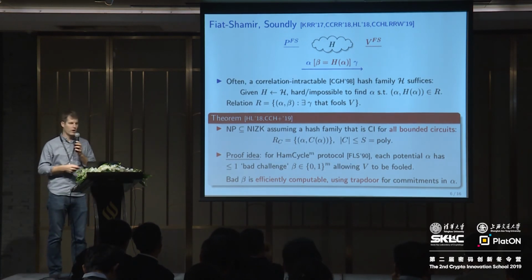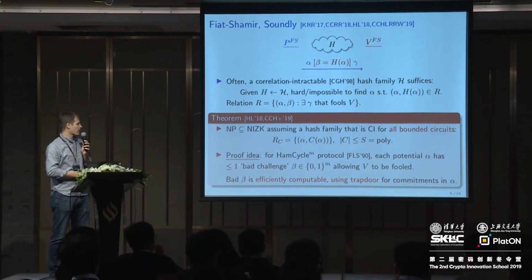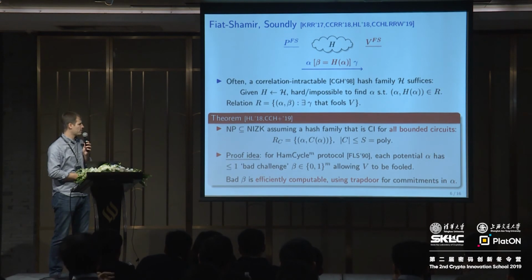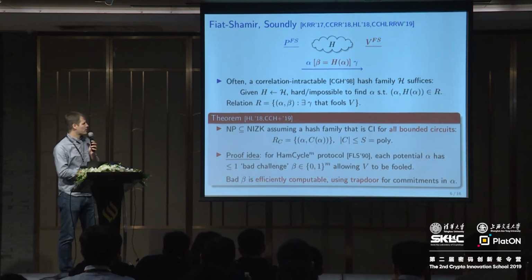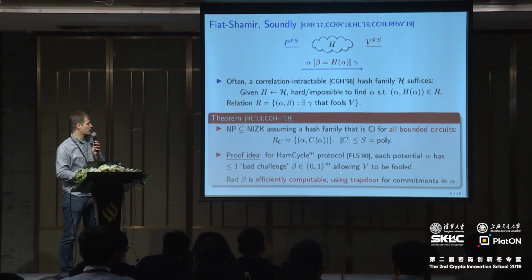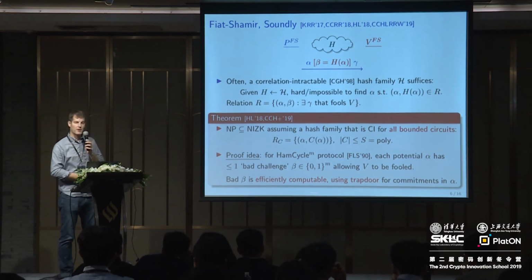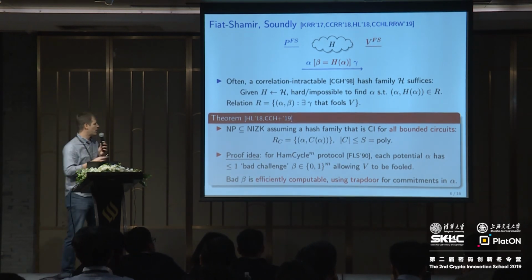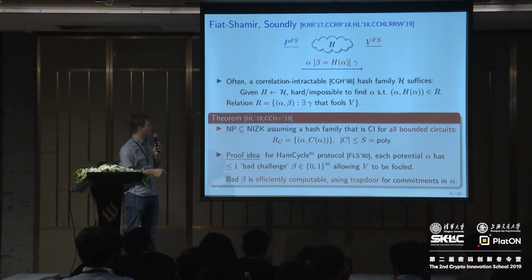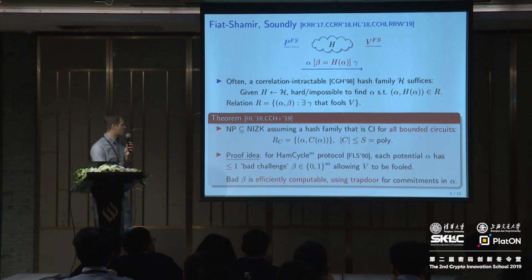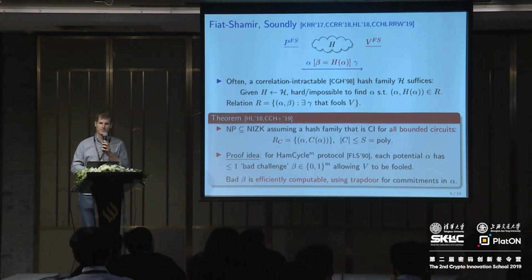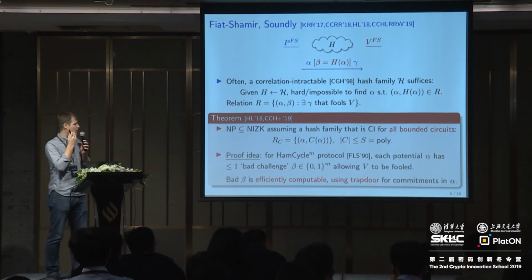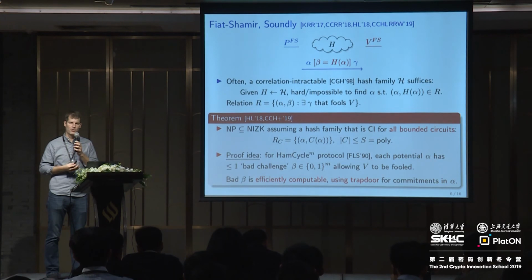Okay, so what's the point? Well, the bad challenge is unique. It's efficiently computable with a trapdoor for the commitment scheme. But if we have a hash family which is intractable for all bounded circuits, in particular, it's intractable for the circuit which computes beta from alpha. And therefore, we know it is hard for the attacker to find an alpha such that the hash of alpha equals the bad beta. So the bad beta is a certain circuit C of alpha, and it is hard to find an alpha such that the hash of alpha equals C of alpha. Okay. So this is how correlation intractability gives us a sound Fiat-Shamir version of the protocol.